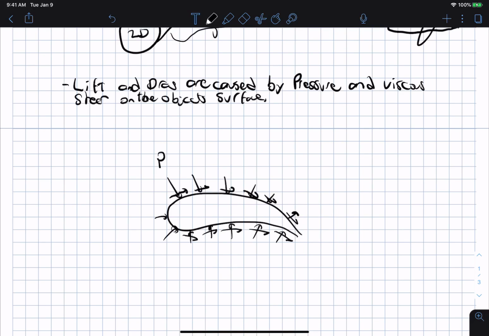Okay, and so to find the lift and drag forces, all you need to do, well, all in quotation marks, is you need to integrate P and tau over the surface. Okay, and I forgot to draw a tau.